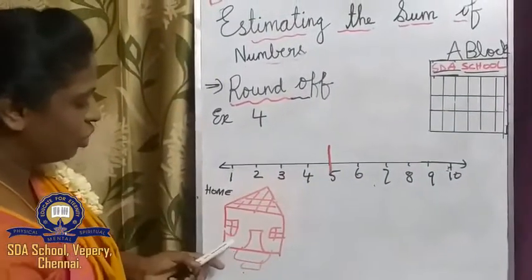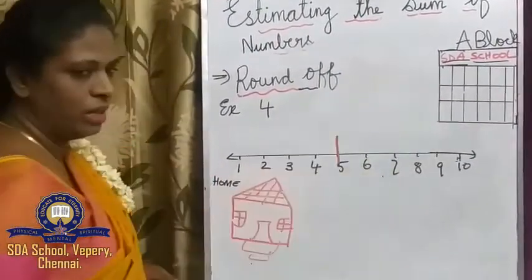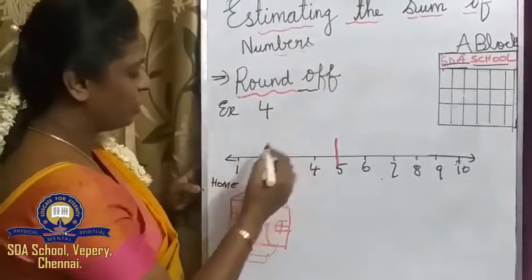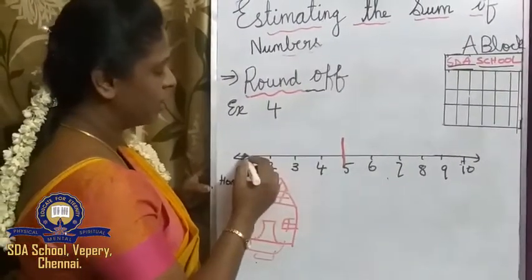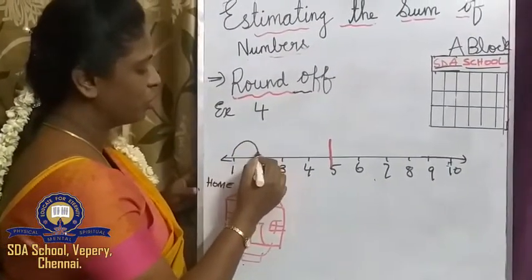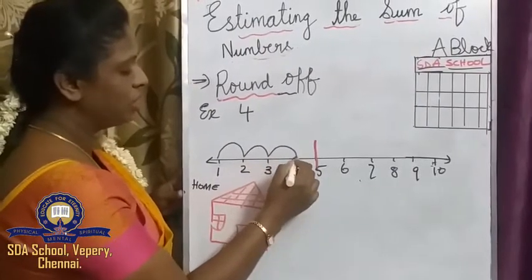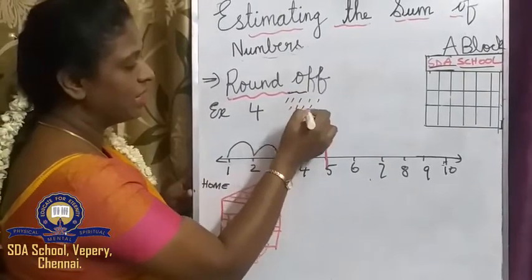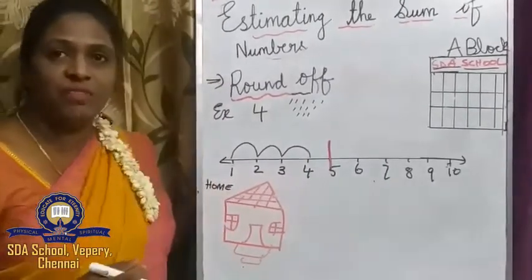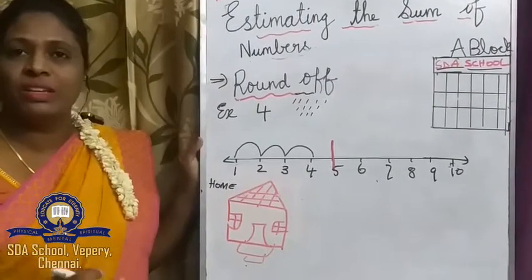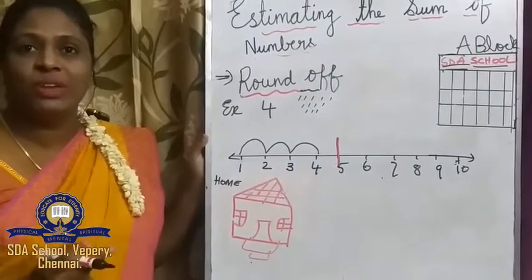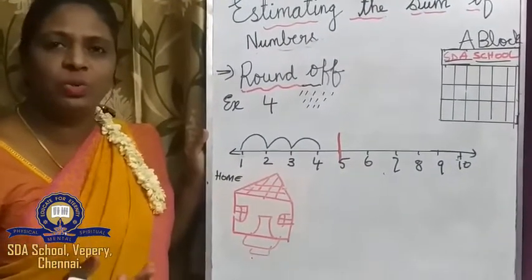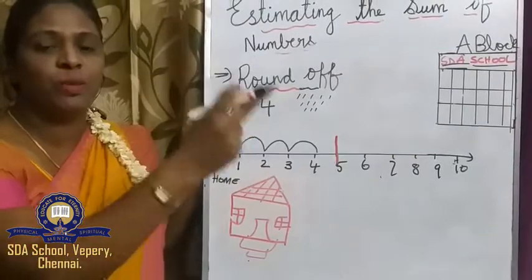Now think this is your home and this is your school. Just as an imagination, you're going to school. You cross steps, from 1 to 2, 3, till 4. Suddenly it starts raining. Our safety is very important, right? Because when we get wet in water, we get fever. So you will think, okay, now it's raining, what shall I do? Shall I go to my home or shall I go to my school?